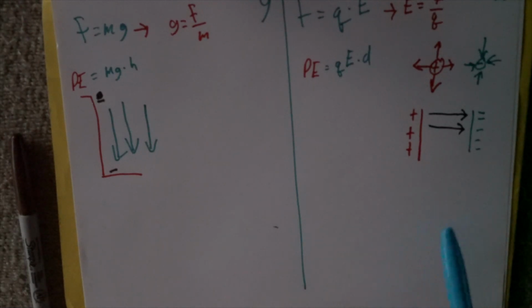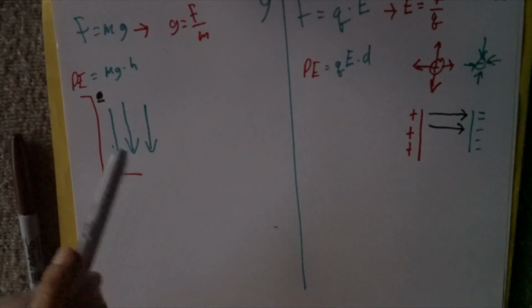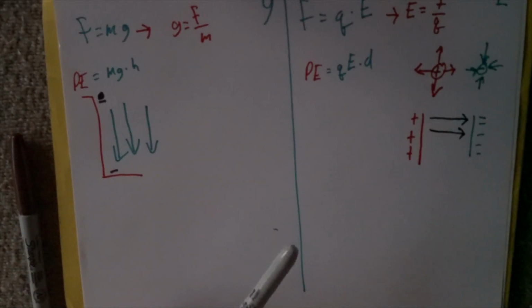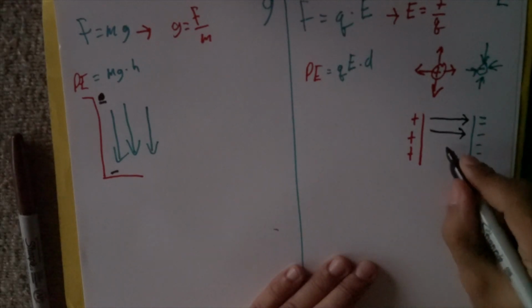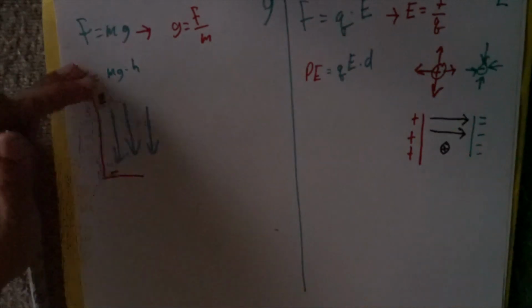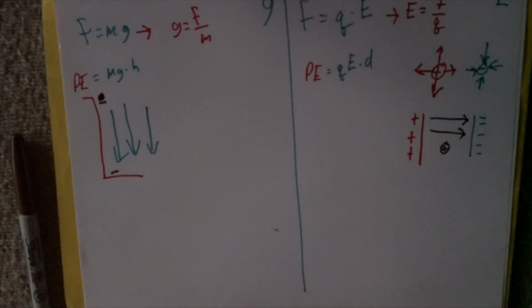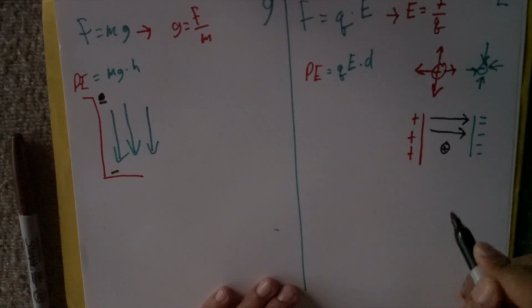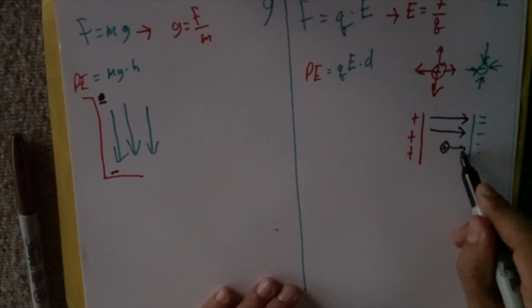So if I have an object with mass, this can experience a force. If I have an object with charge, this can experience a force. So if I have a positive charge here, and I just drop it like I would a rock off a cliff, where would this go? This would want to go this way or this way? Yeah, positive wants to go to negative.